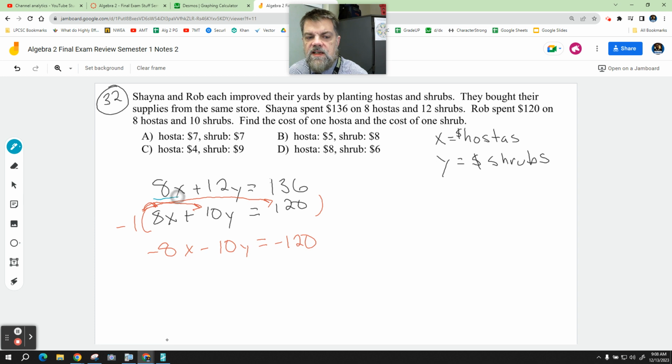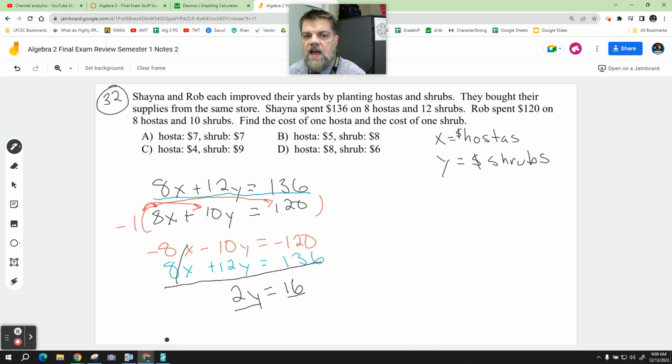Next, we're going to take this whole first equation and just write it underneath. 8x plus 12y equals 136. Then we're going to add those up vertically. Okay. 8x minus 8x is 0x. We don't need to write it down, they essentially cancel out. 12y minus 10y is positive 2y. Then 136 minus 120 should be 16, right?